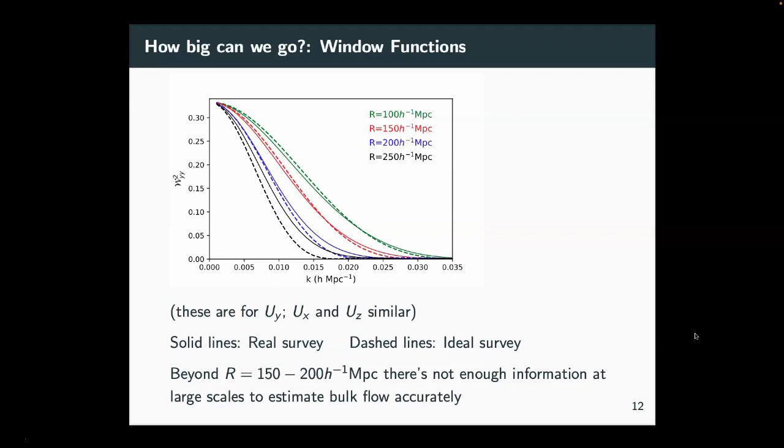If you just took the window function of the raw galaxies without the weighting, it would be very different than this. But the minimum variance method essentially compensates and evens out the survey so that it matches the ideal survey. At 150, it still matches pretty well. At 200, you're starting to see a divergence where the real survey can't quite match the depth of the ideal survey, and then at 250, it's way off. So I think 150 is about the best, and I throw the 200 megaparsec results in there too, just to consider that.